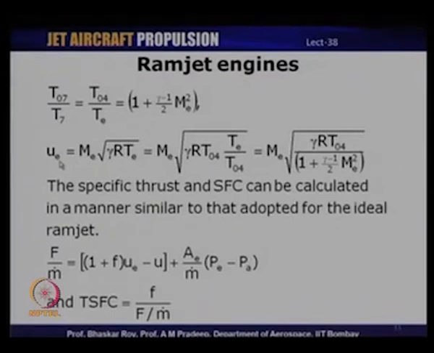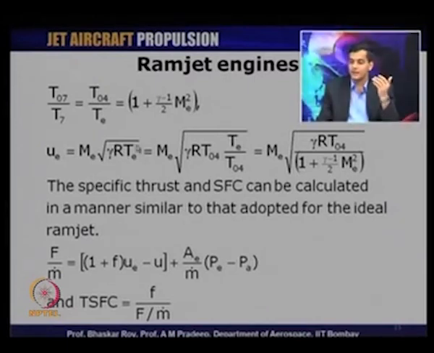Now, the exit velocity ue is also related to the Mach number Me times square root of gamma R Te. This we can simplify by expressing Te in terms of the temperature ratios. So, we have Me into square root of gamma R T04 multiplied by Te by T04, which is basically expressed in terms of the Mach number. So, Me square root of gamma R T04 divided by 1 plus gamma minus 1 by 2 Me square.